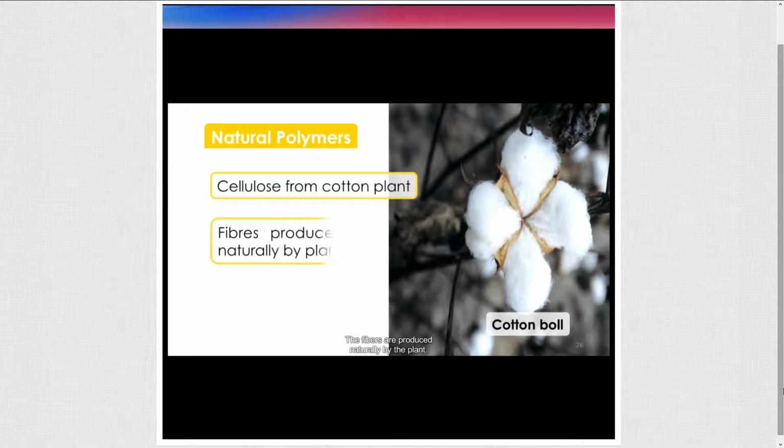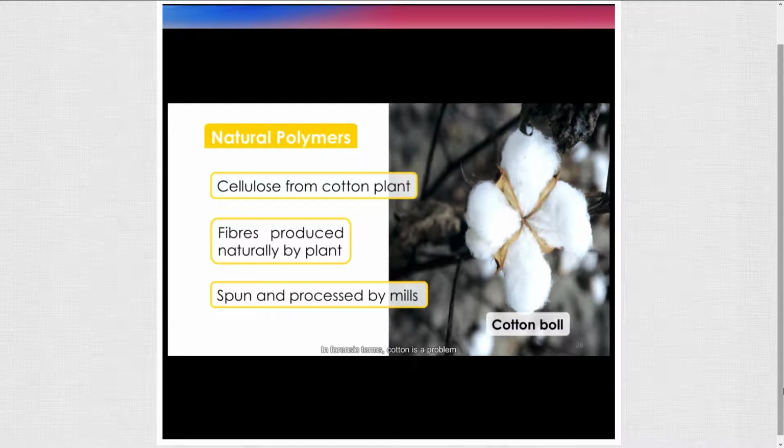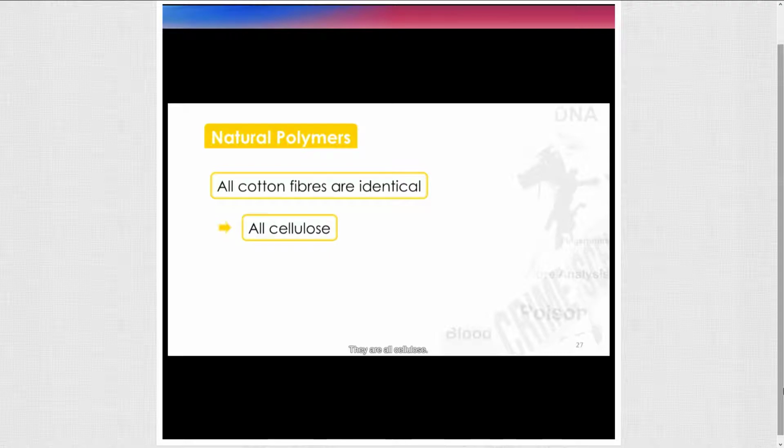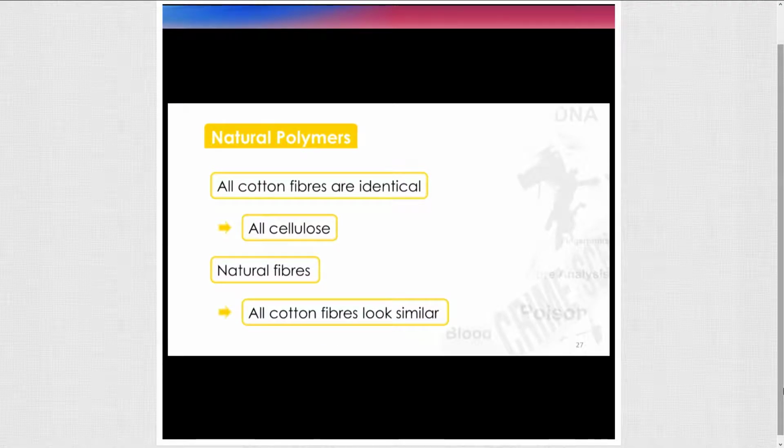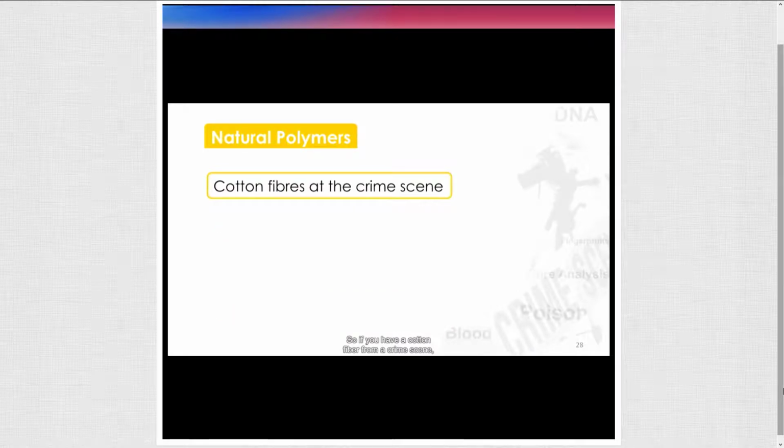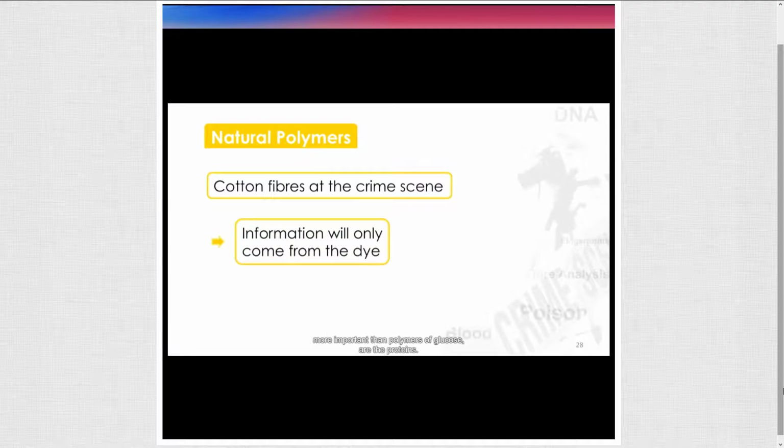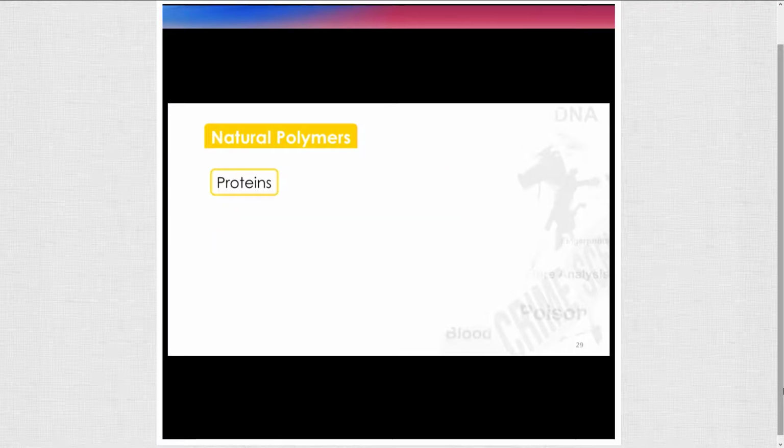The fibers are produced naturally by the plant, and then they are spun and they are processed by the mills. In forensic terms, cotton is a problem because all cotton fibers are chemically identical. They are all cellulose. In addition, because they are a natural fiber and they're not produced by any chemical means, they pretty much all look the same. All cotton plants give fibers that are very similar. The differences with cotton come in the later processing in terms of when it's dyed. So if you have a cotton fiber from a crime scene, the most information you're going to get is from the dye. That means if you're going to commit a crime, the best clothes to wear are those made of white cotton.